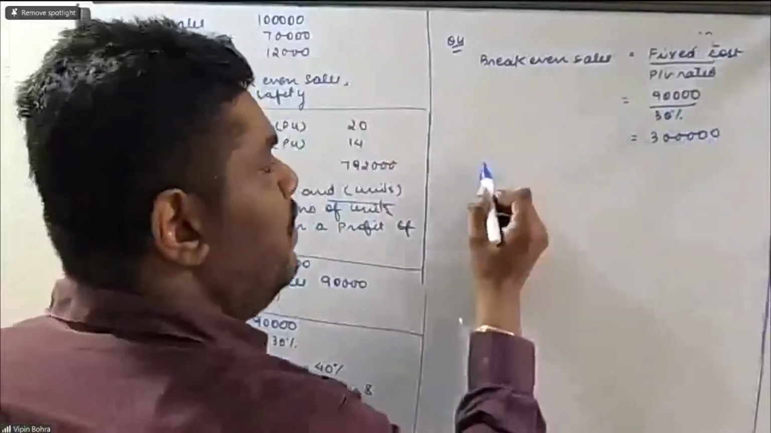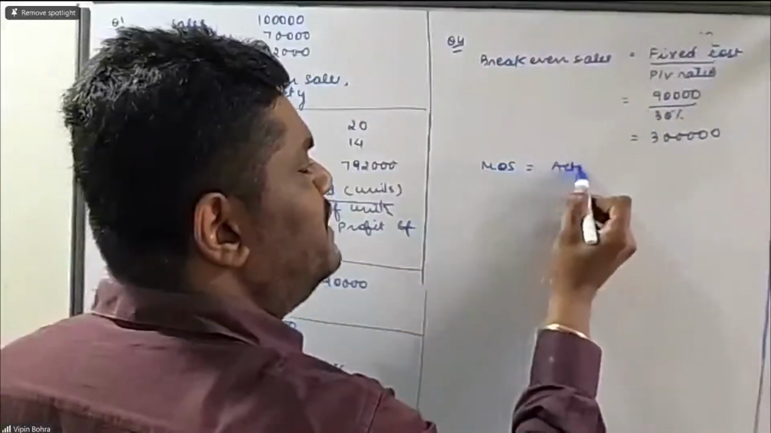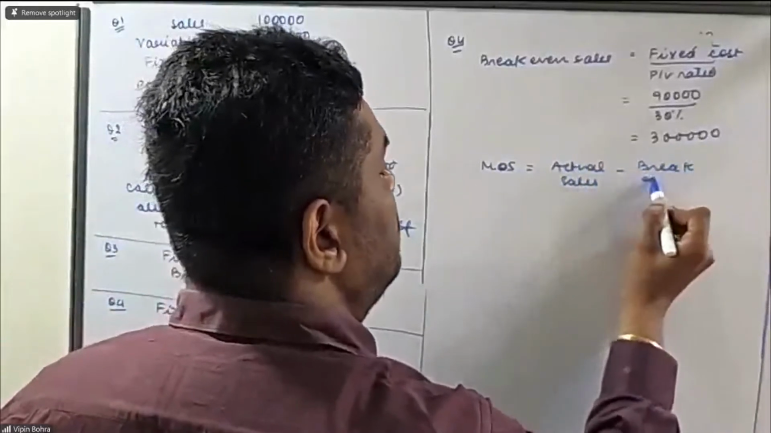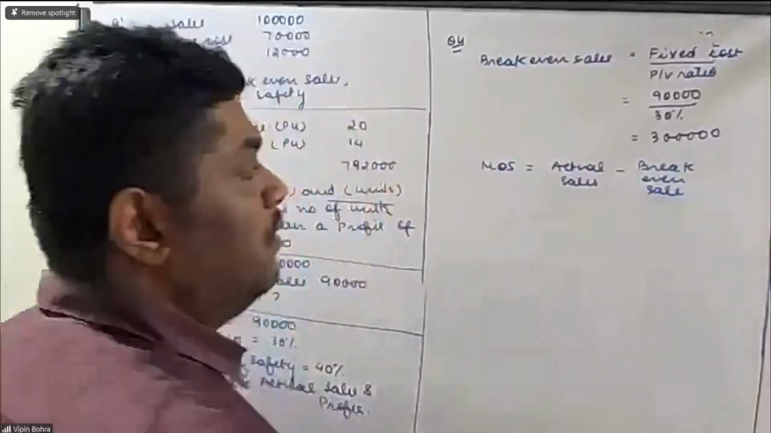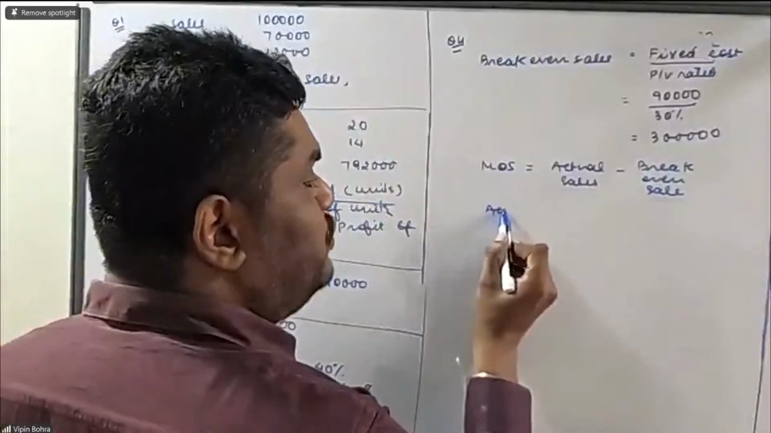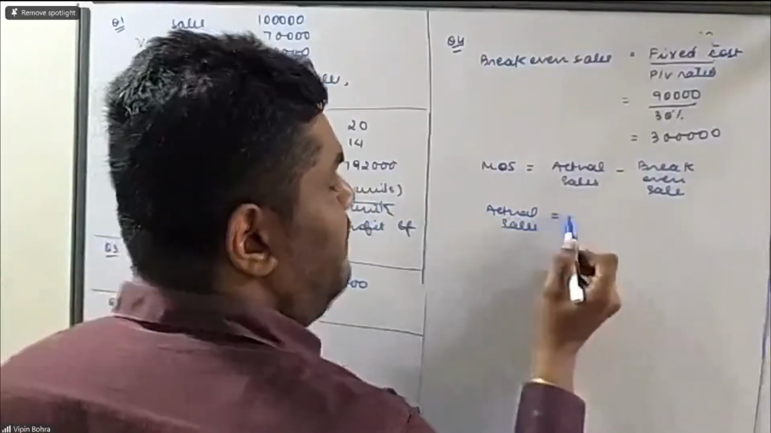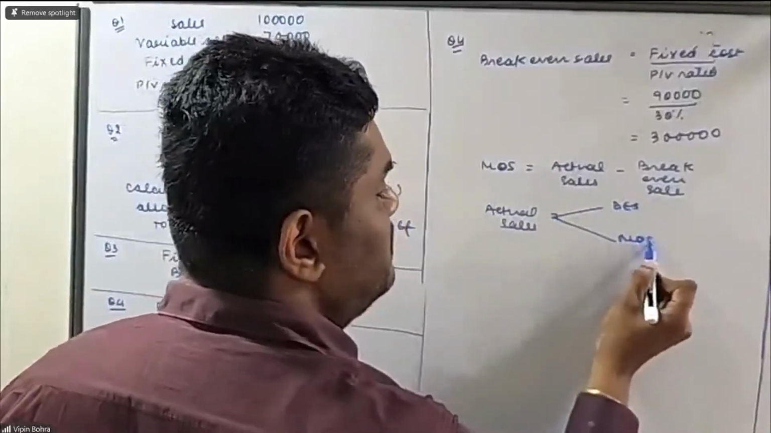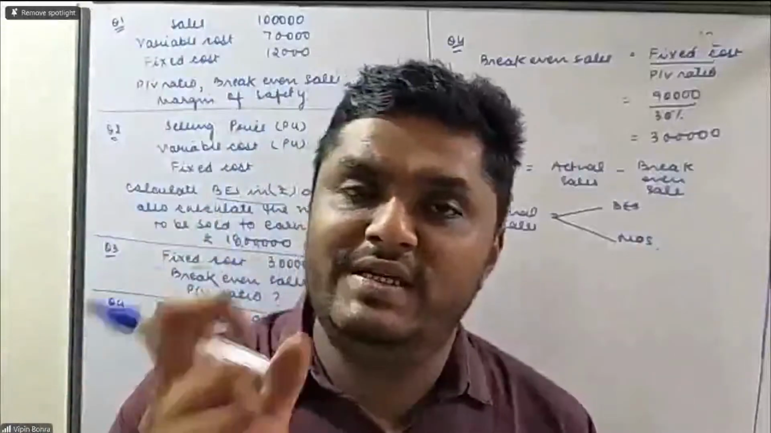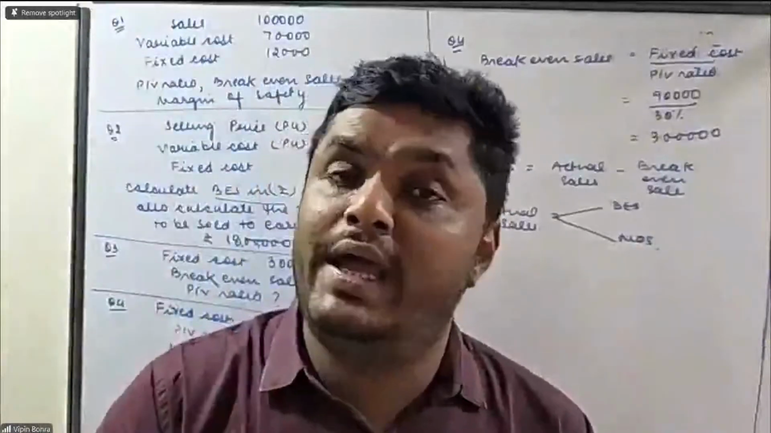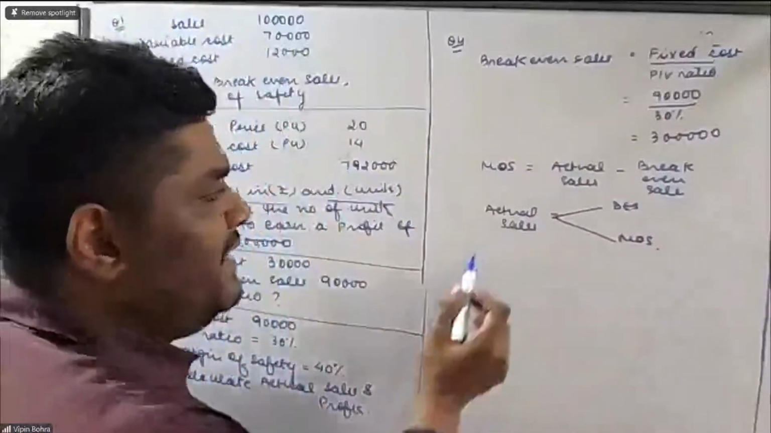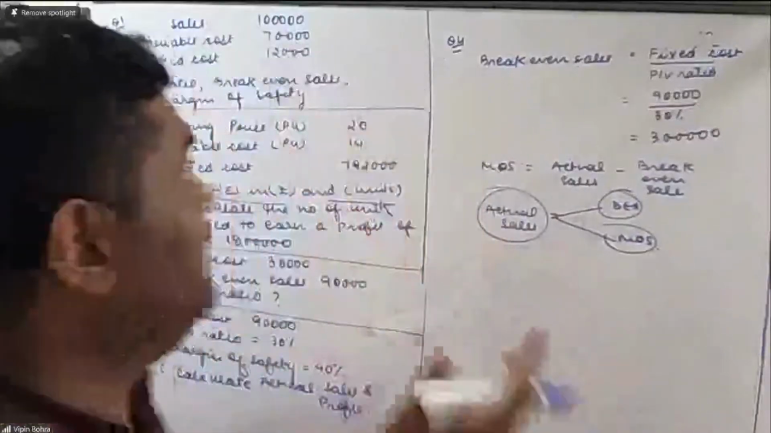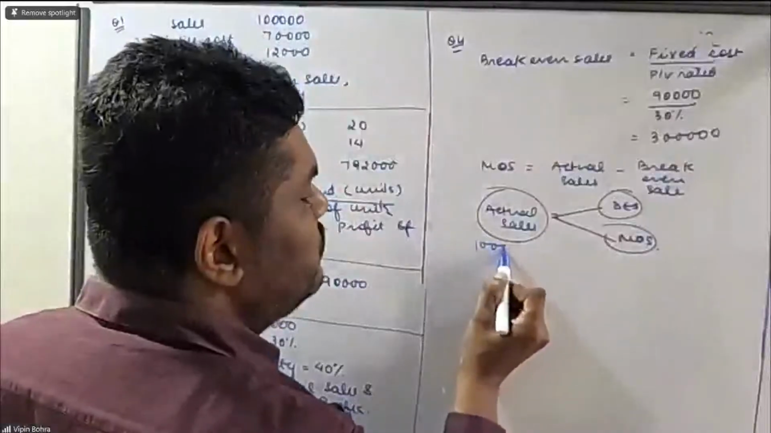Now see, when talking about margin of safety, it is actual sales minus break-even sales. So we can say actual sales can be divided in two parts, that is break-even sales and margin of safety sales. See, in all the questions what we have discussed, if we deduct break-even sales from actual sales, what will come? Margin of safety will come. So herein we can say actual sales can be divided in two parts, that is break-even sales and margin of safety sales.